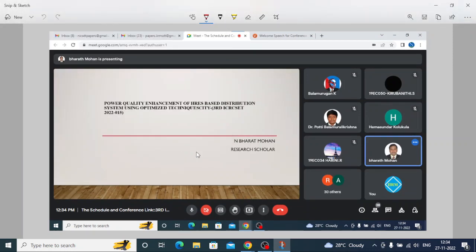The next paper ID is 016. Smart water control and monitoring system with IoT enabled.